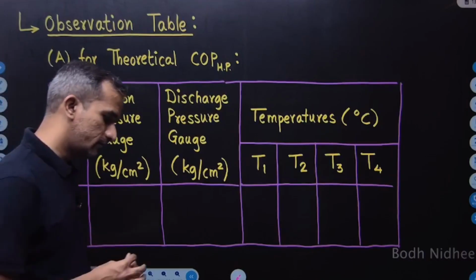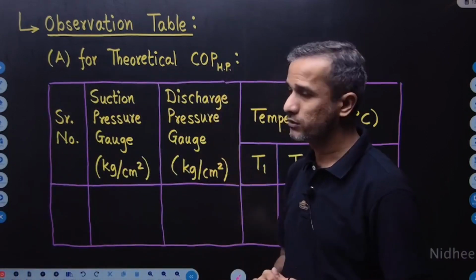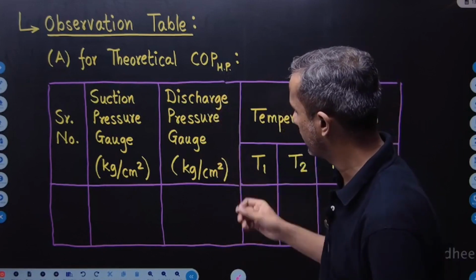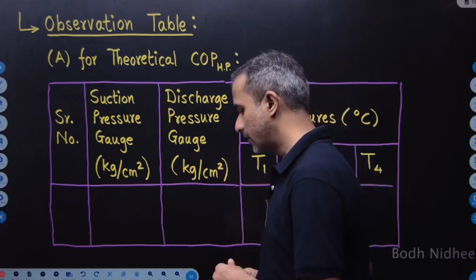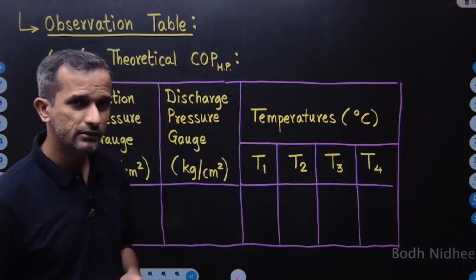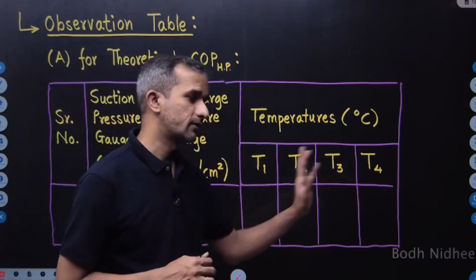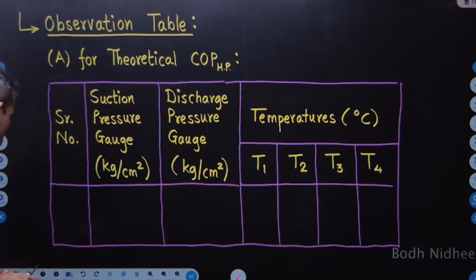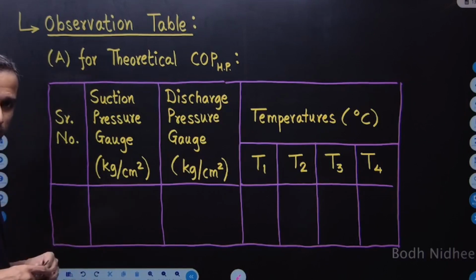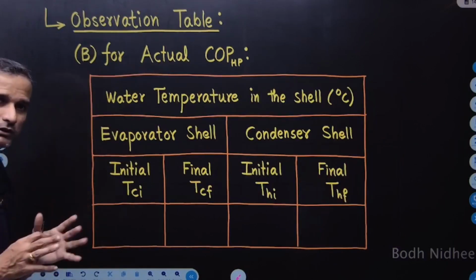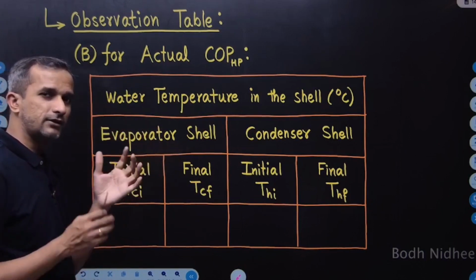Now to record the readings we need an observation table. The observation table to find out the actual COP and theoretical COP of the heat pump is like this: we'll measure the suction pressure gauge and discharge pressure gauge. We'll find out the temperatures at different locations: compressor inlet, compressor exit, condenser exit, and expansion device exit, right? So these are the 4 locations. I suggest you note down this observation table in your notebook before going for the trial. This observation table is for actual COP. As I said, in the evaporator shell we have put water, that will give us the QA.